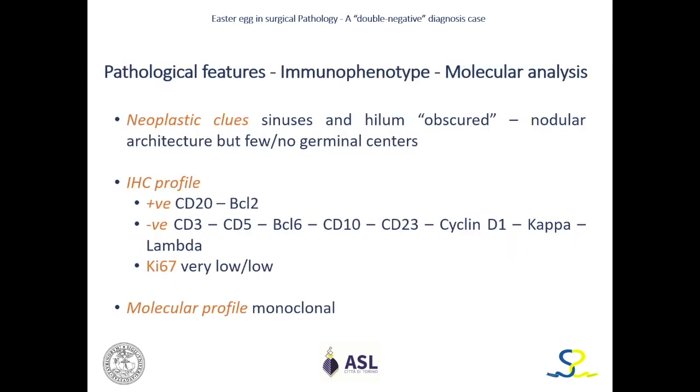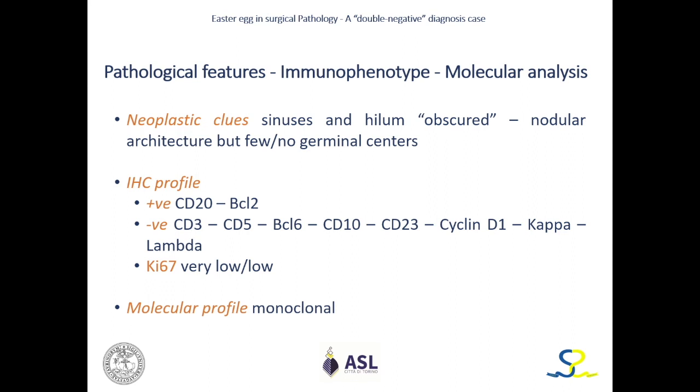To summarize our findings a little bit, on a morphology basis only, we have the obscuration of the typical lymph node structure, such as the sinuses and the hilum.